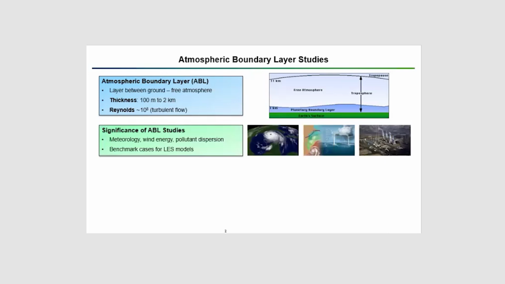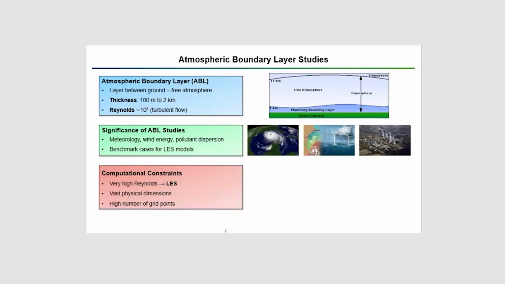So the atmospheric boundary layer is the lowest layer of the atmosphere, basically connects the Earth's surface with the free atmosphere. Its thickness typically ranges from 100 meters to 2 kilometers. And the flows inside it have Reynolds numbers up to 10 to the power of 8. So we're talking about extremely turbulent flows. And the ABL is very important for a lot of scientific applications, but mainly meteorology, wind energy production, and pollutant and aerosol dispersion in, for example, cities.